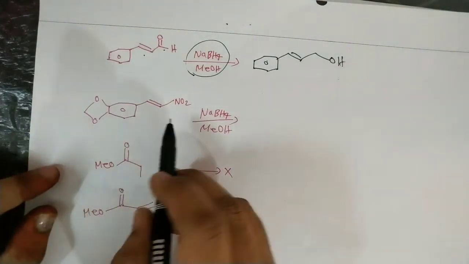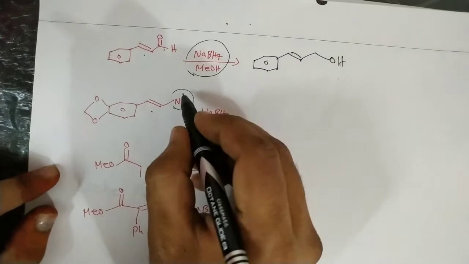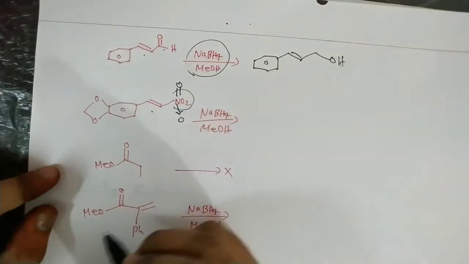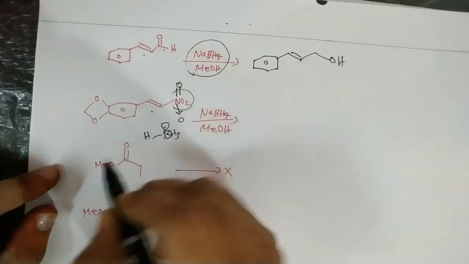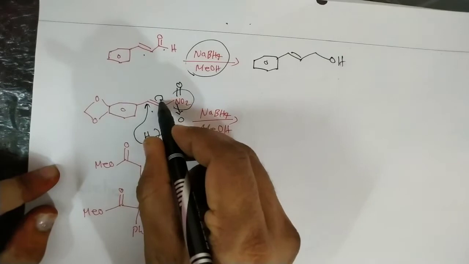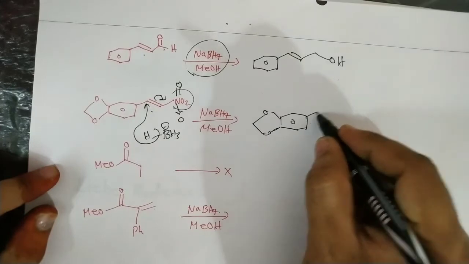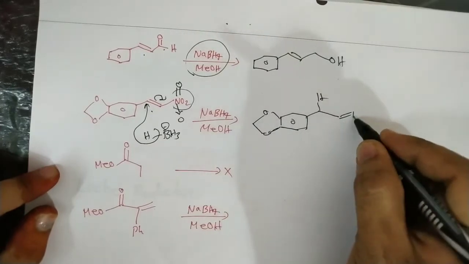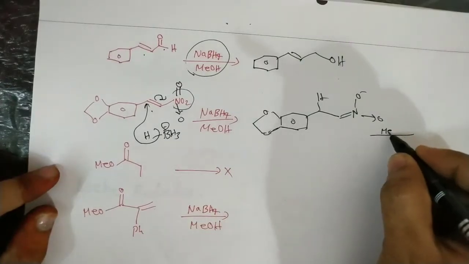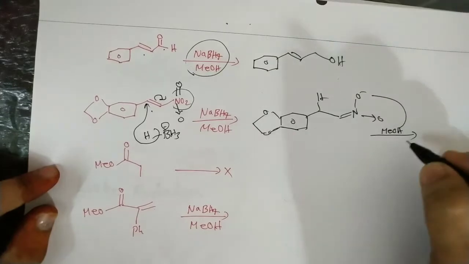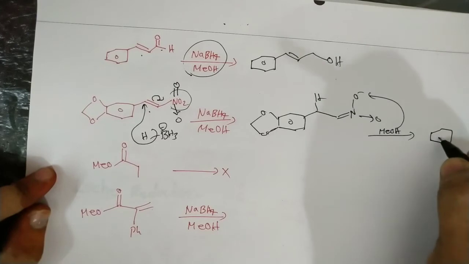Now, generally a nitro group is not reduced, but here there is conjugation with a pi bond. So here N double bond O, here N double bond O. From BH4 minus, H minus attacks on this carbon, so we will get this one: hydrogen, N double bond O minus. Followed by acid workup, methyl alcohol is the proton acceptor. That means this accepts the proton from the solvent methyl alcohol.